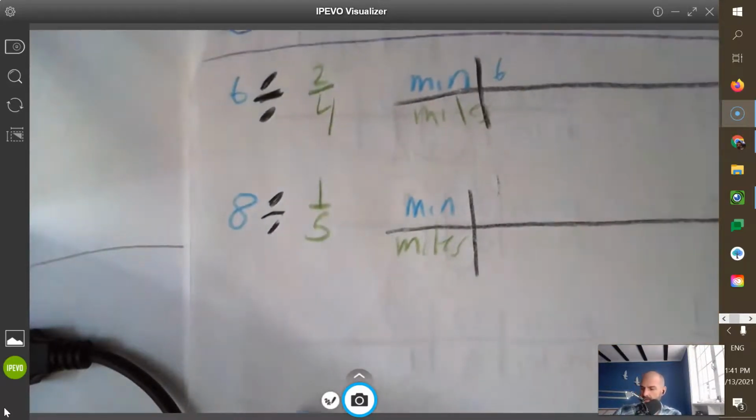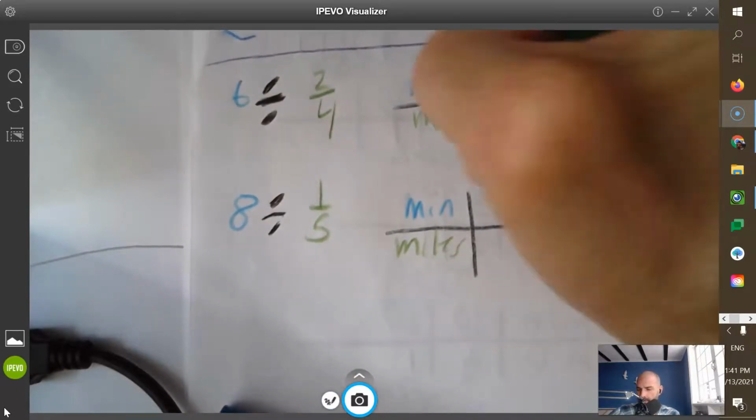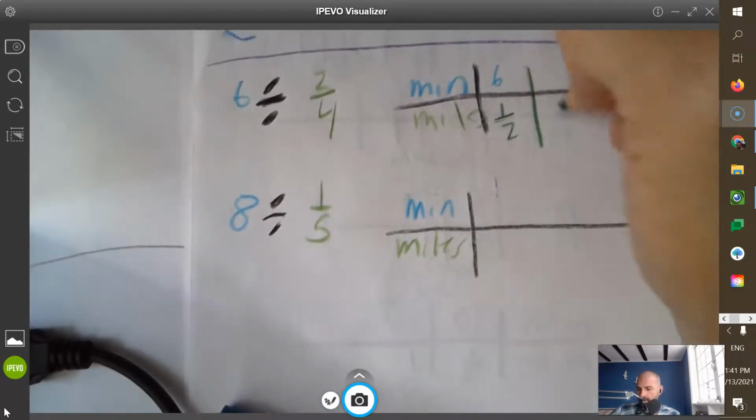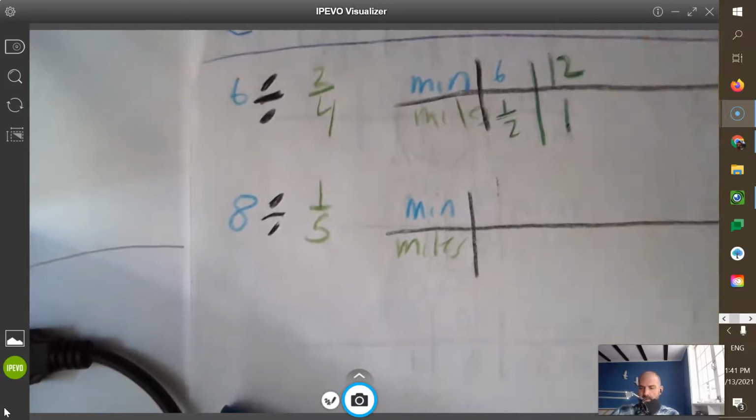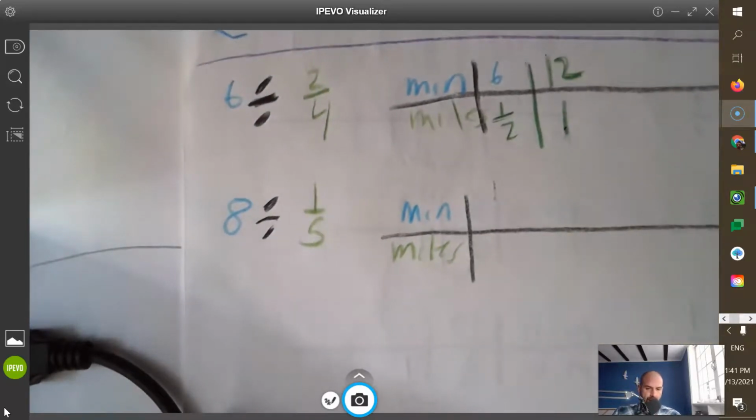So we have 6 minutes, 2/4 of a mile, or quite frankly, a half of a mile. How do I get to 1 whole mile? I double it. So yeah, this is going to be 12 minutes per mile. So like I thought, that was doubled.